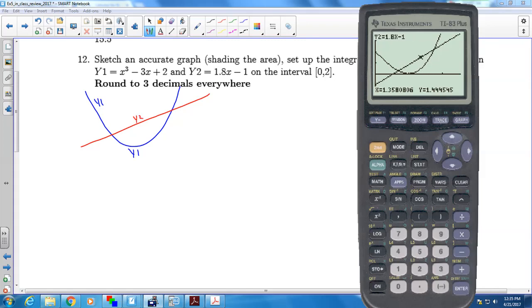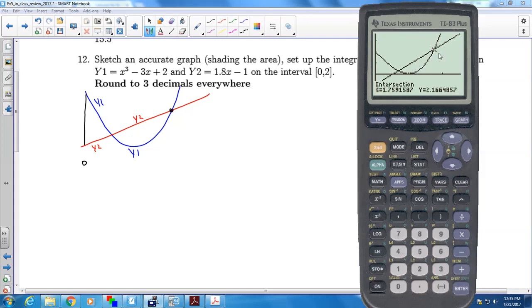It's my y2. And I'm going to be going from 0, which is way over here on this side, so 0 is about right there, to 2. So I'm going to find what these 2 points of intersection are. Second trace, number 5, enter, enter, enter. I don't care which one it finds first. So it finds that one first.